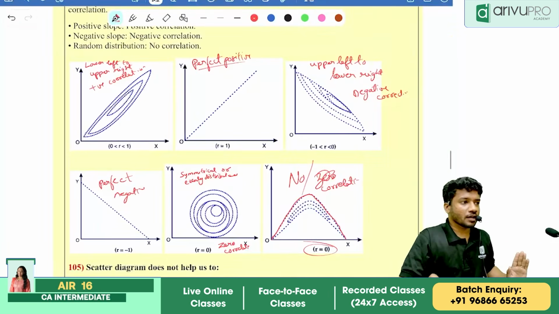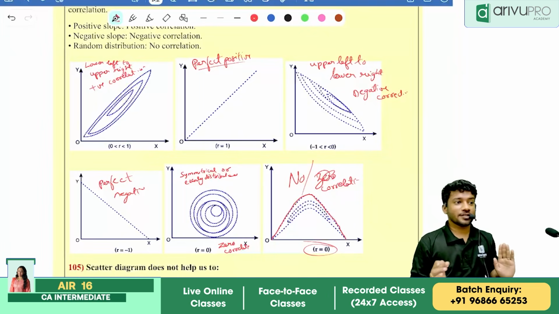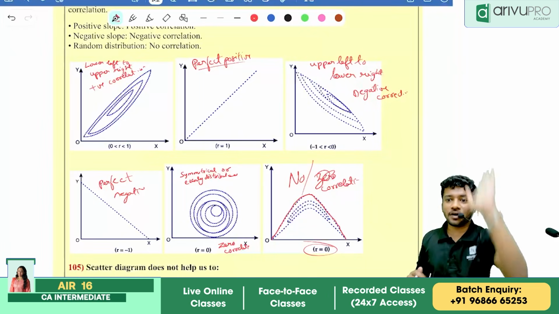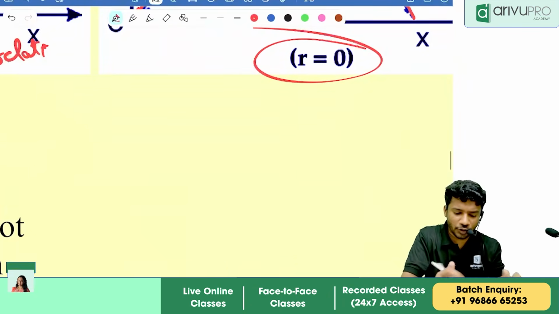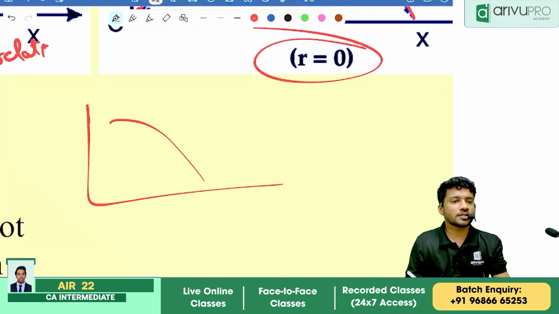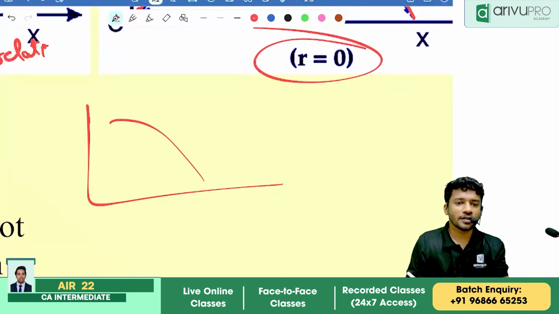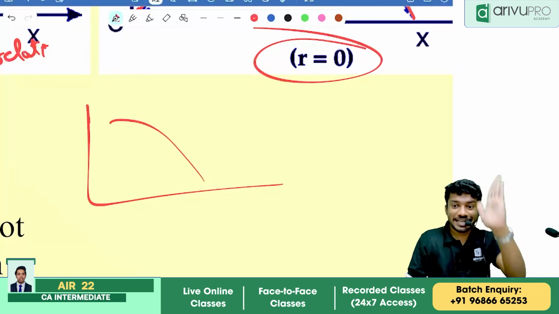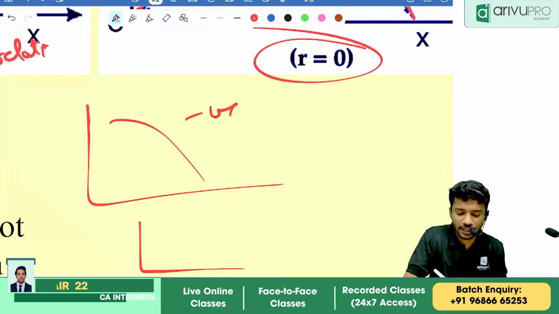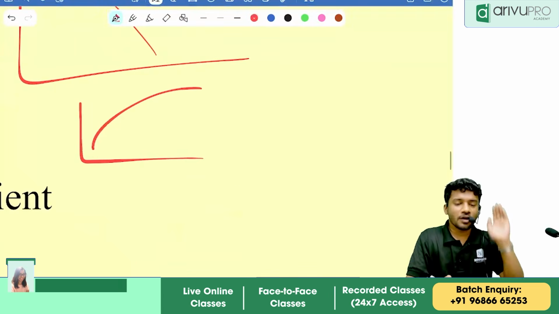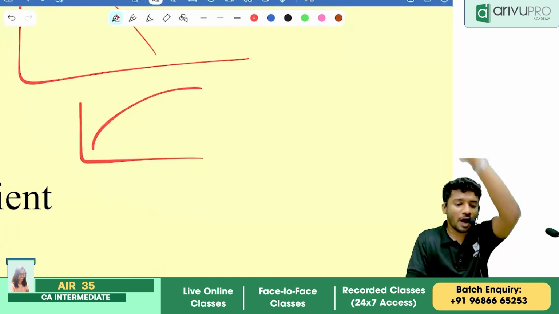People, understood this? Upper left to lower right? Negative. Lower left to upper right? Positive. Now you tell me what type of correlation is this? Upper left to lower right? Negative correlation. What type of correlation is this? Positive correlation. Lower left to upper right.